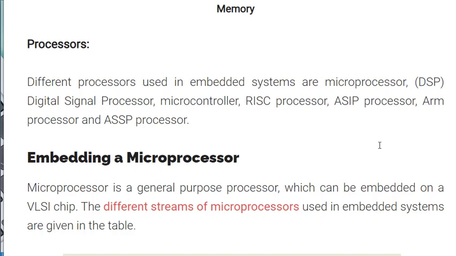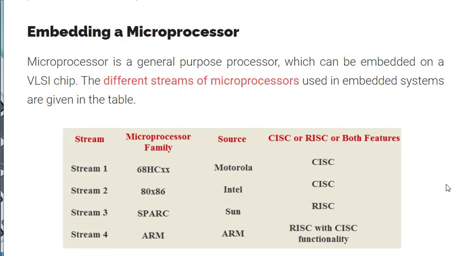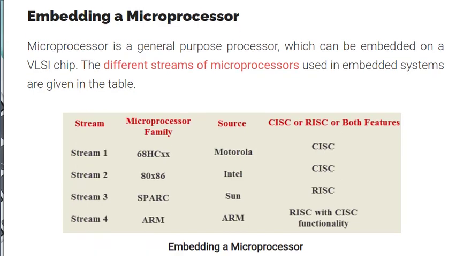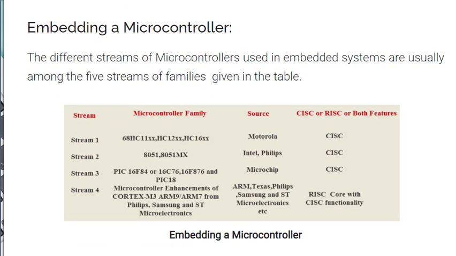For the processors, different processors used in embedded systems are microprocessor, DSP or digital signal processor, microcontroller, RISC processor, ASIP processor, ARM processor, and ASSP processor. Embedding a microprocessor. As you can see on the table below, these are the different streams of microprocessors used in embedded systems. Next is the table below that shows the microcontrollers used in embedded systems.